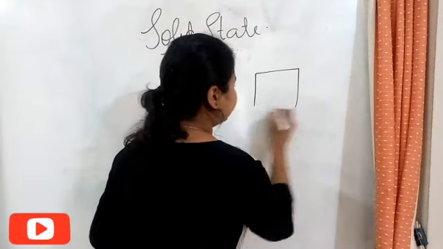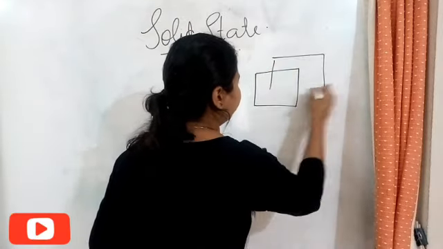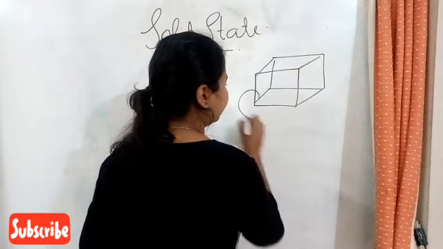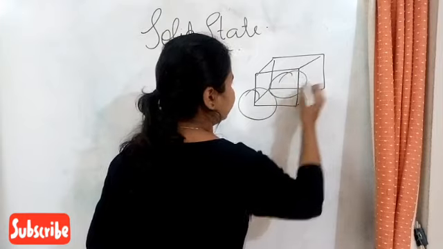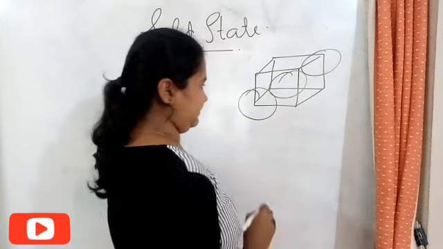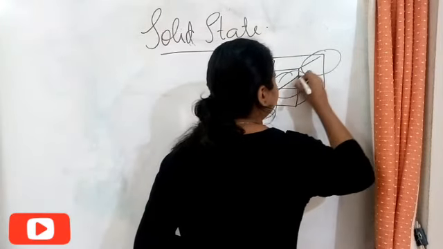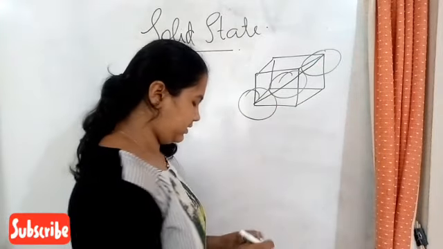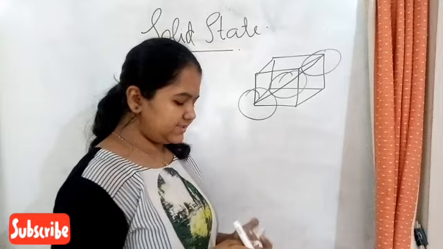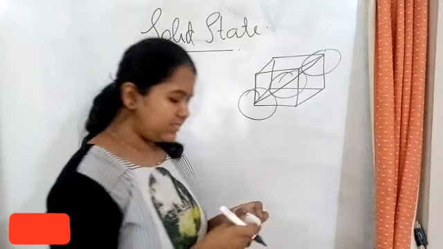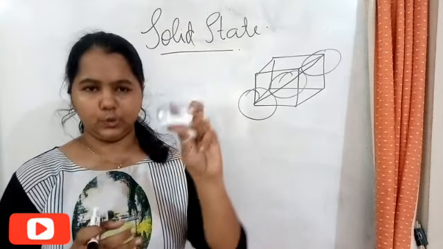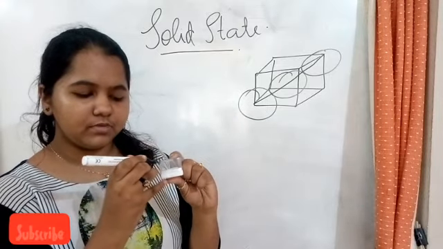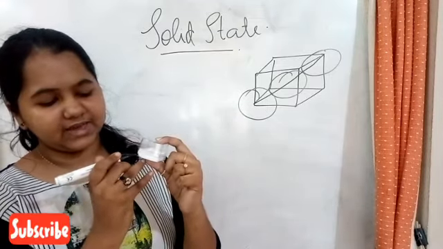So this is a cubic unit cell. Here there is an atom, here there is an atom, here there is an atom. Like this. I will show you. Let's take, for example, this is a cube. It's a unit cell. Here we have an atom. Here also we have an atom.